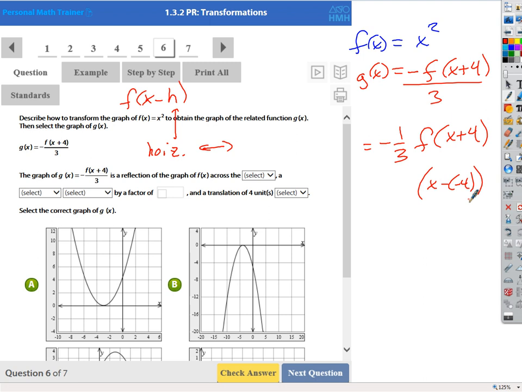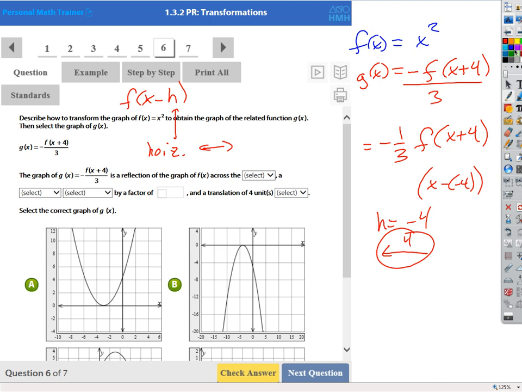Okay, so we know what h is then. H is negative 4, right? So what's that telling us it's doing? Sliding which direction? To the left. H is negative, so we're going to go left by 4. Okay, what else is going on?